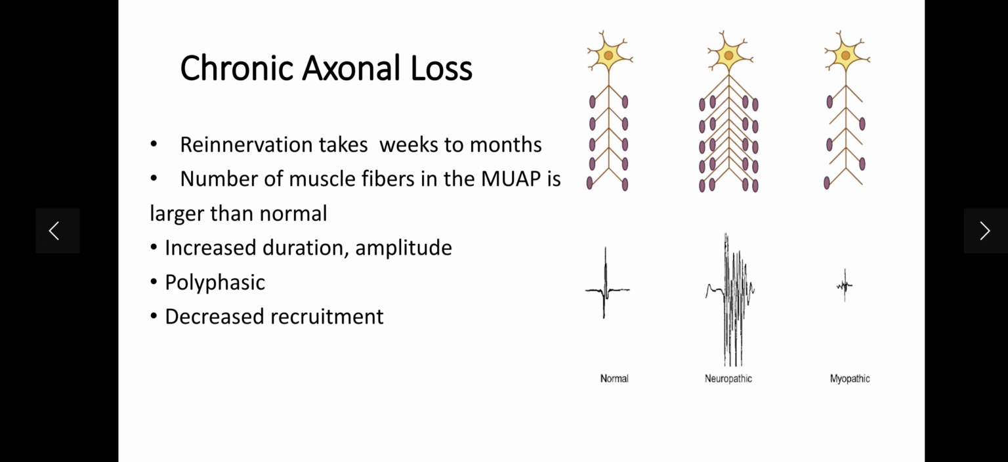So a single anterior horn cell will be attached to a larger number of muscle fibers, and the recorded motor unit action potential from this motor unit will be larger in amplitude, polyphasic and longer in duration, because it has more muscle fibers. And this is a pattern that you would see in chronic axonal loss. And the recruitment will be decreased because the effective number of motor units has decreased.